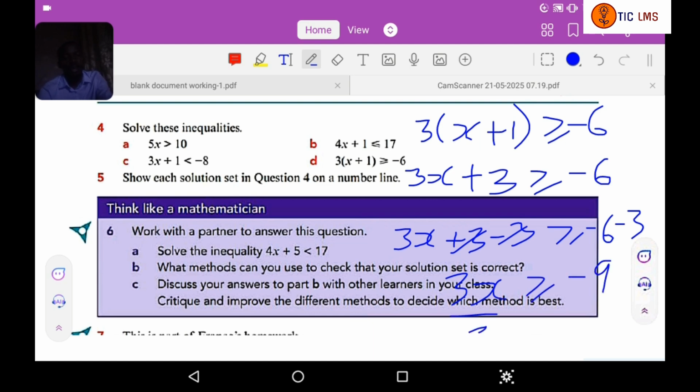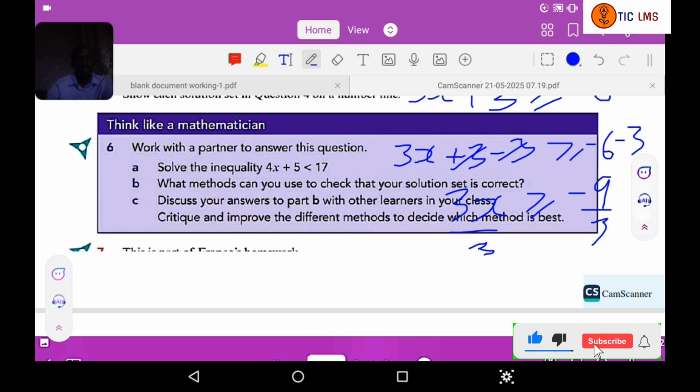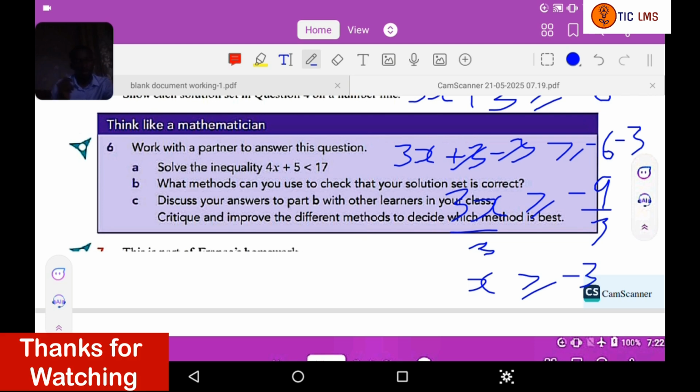So we're going to have 3 and then 3. Sorry, I hope you can see what I've written here. So you have x greater than or equal to negative 3. Alright, so we have our answer. Now, what are the values that are greater than or equal to negative 3? Of course, we start from negative 3. So negative 3, alright, we have negative 2, negative 1, 0, and so on and so forth.